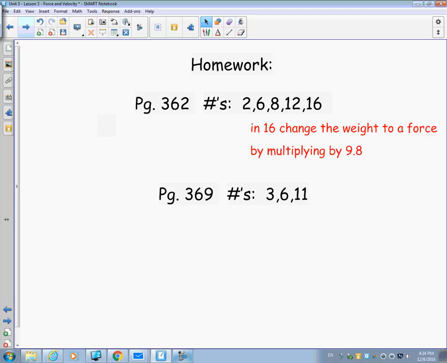Okay, homework questions, you try. So be careful in question 16. You have to change the weight to a force. We can always do that by multiplying by 9.8 before you can actually attempt the question.